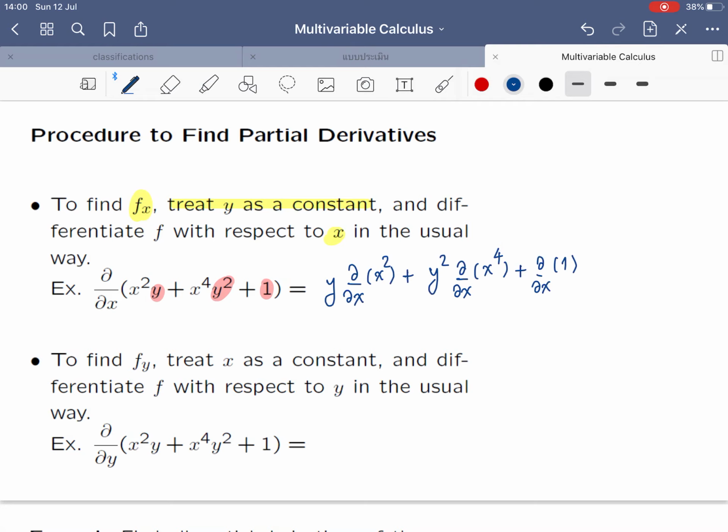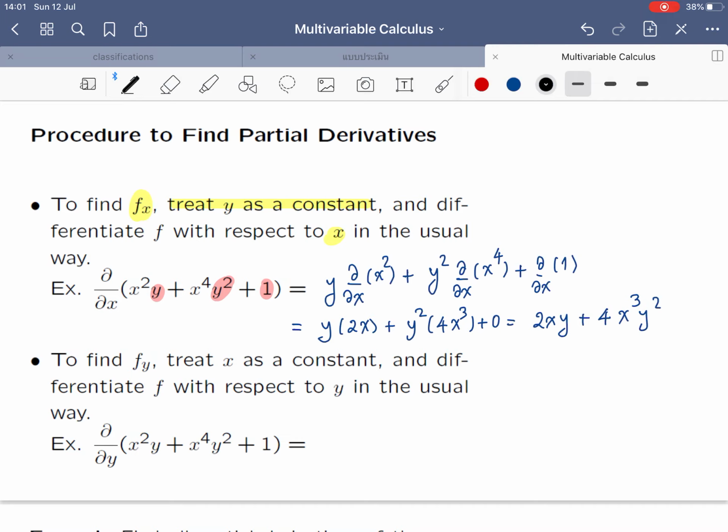For example, a derivative can be separated among an addition or subtraction, and the product rule, quotient rule, and power rule, all the kinds of rules for the derivative can be used. So this one is y and then 2x. This one is y squared and then 4x cubed, and then it is 0 because that's really a constant. And you usually write it as 2xy and 4x cubed y squared.